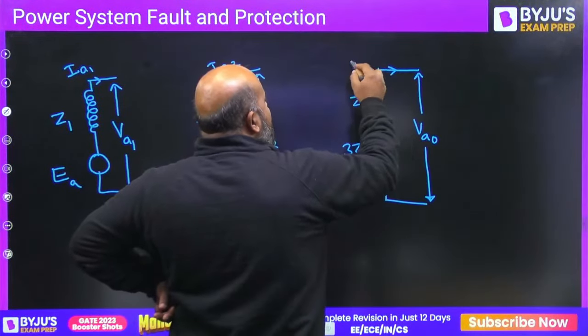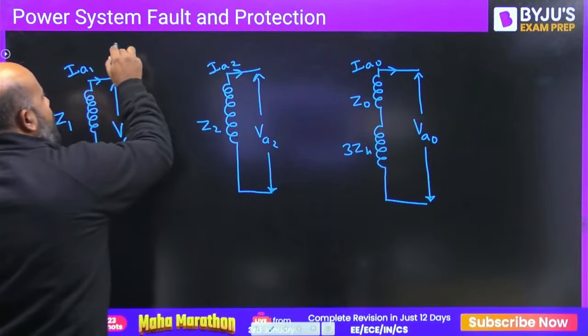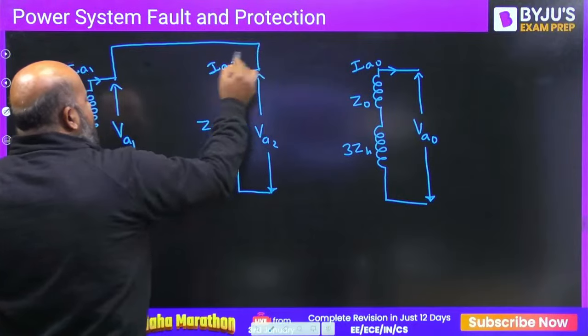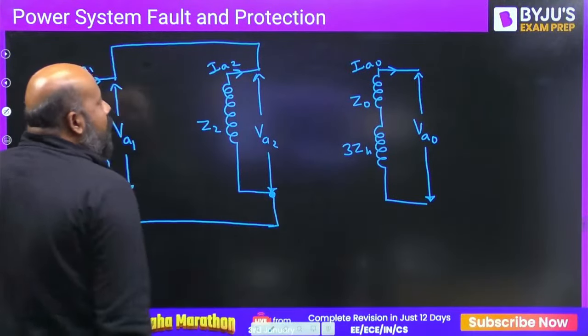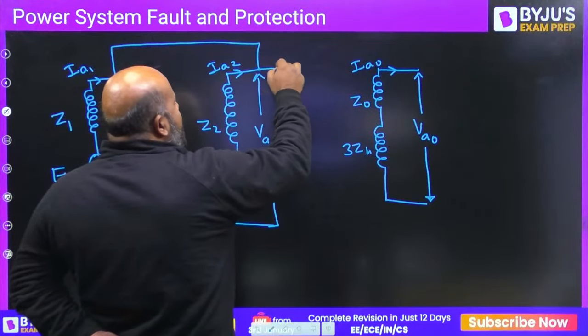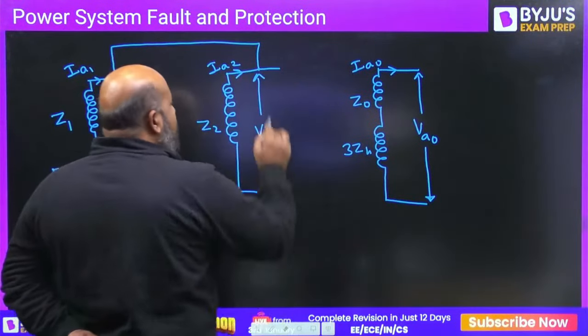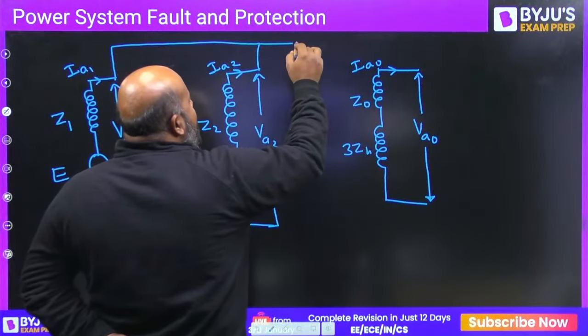This is IA0, and how they are connected: positive and negative sequence are connected in parallel directly, and if the fault impedance is there, then these parallel connections are going to be connected through the fault impedance.